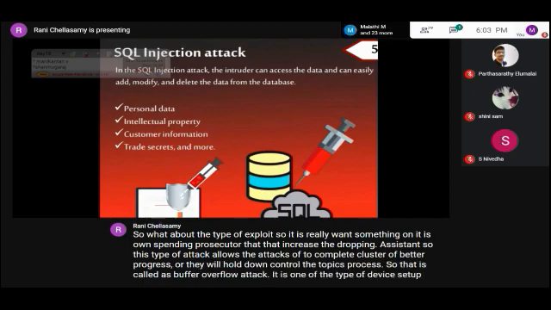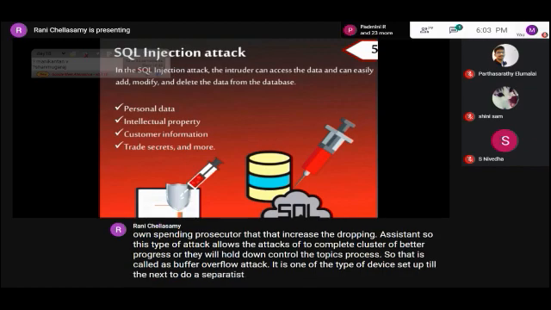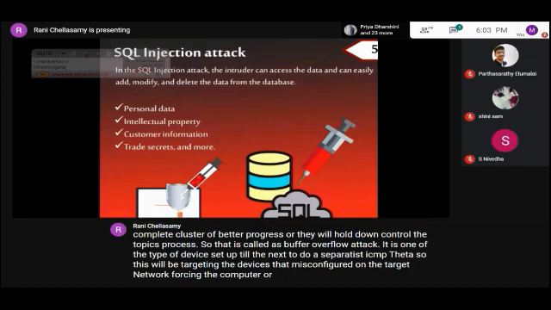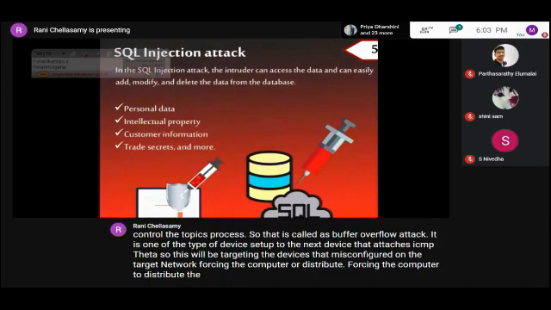Okay, the next DOS attack is the ICMP flood attack. This targets devices that are misconfigured on the target network, forcing the computer to distribute false packets.